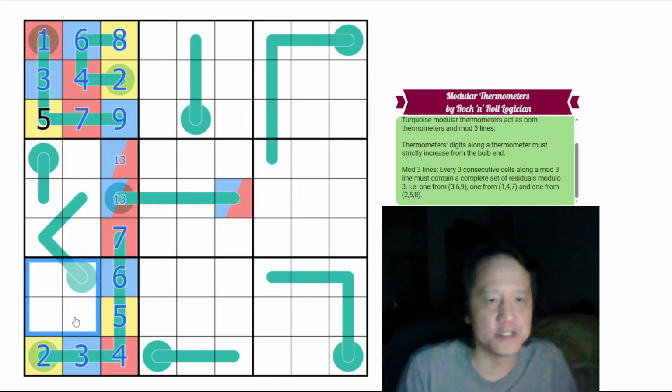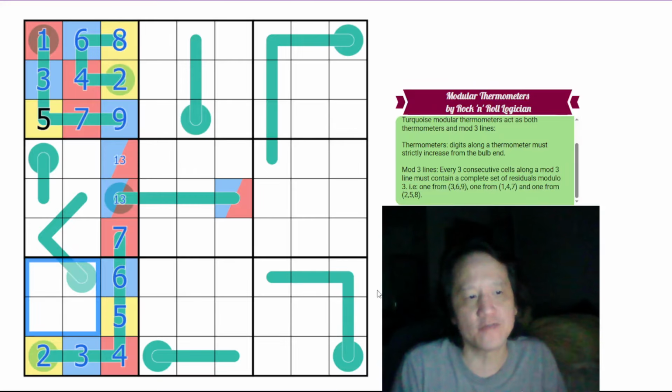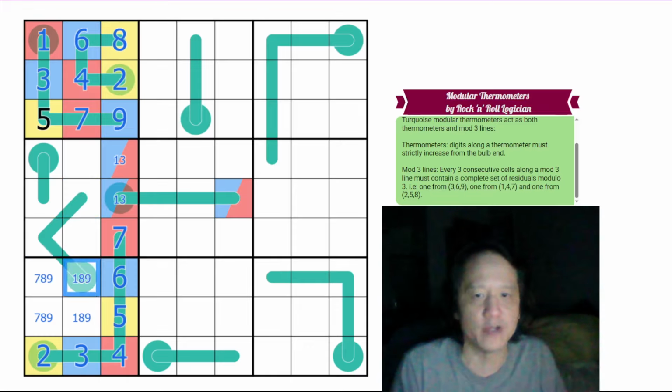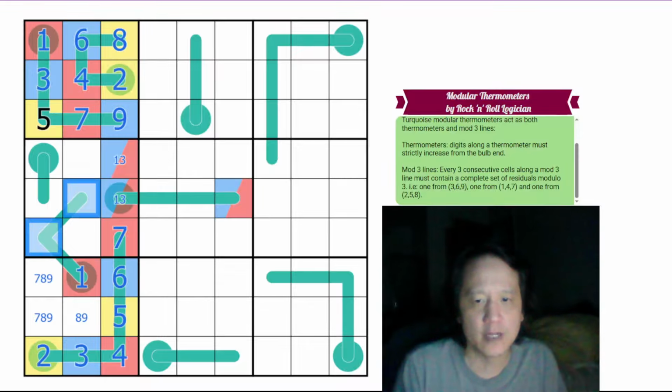What are the remaining digits in this lower left box? It's 1, 7, 8, 9. This can't be 1, and this can't be 7. This digit has 2 digits greater than it, so it can never be 8 or 9. So this must be 1, which is red. That means this can't be 1 here. This has to be blue or yellow as a pair. We don't know which is which.